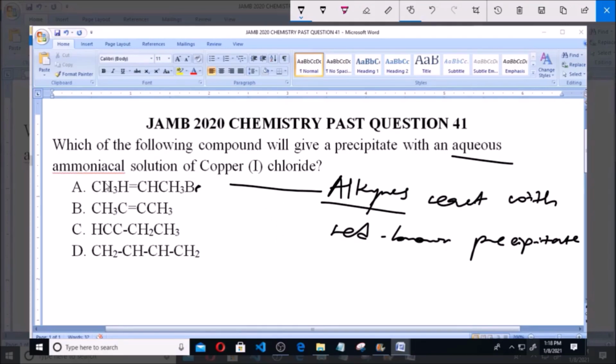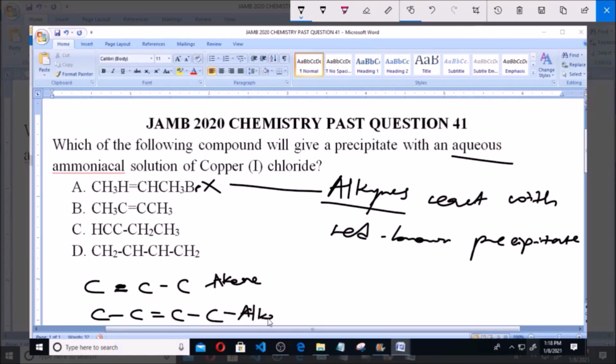Option A has 3 carbon atoms, and it is already obvious that it has a double bond, so this is an alkene, not an alkyne, so automatically this is wrong. Option B also, we have C, C, C, C. Already this is also an alkene, making it wrong.